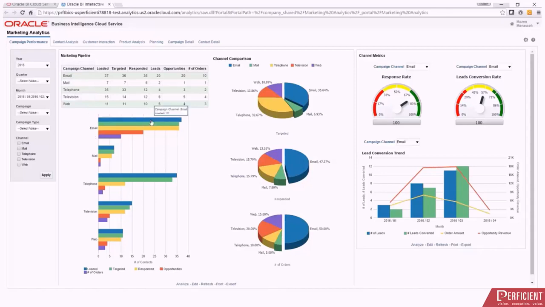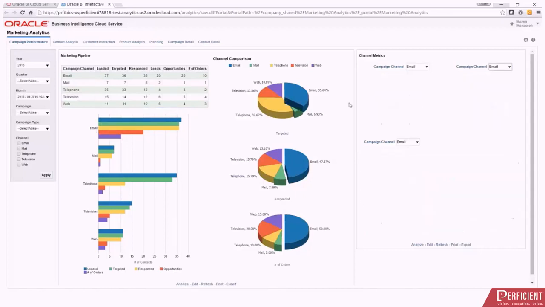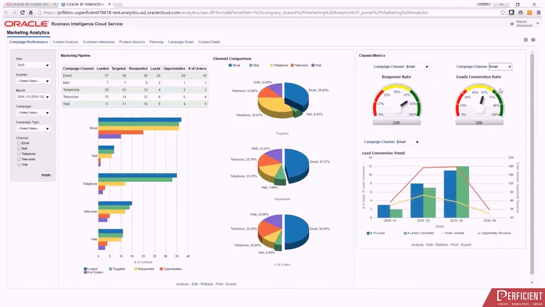The email channel, for example, looks good here. It is well staggered in terms of the contacts we loaded, targeted, responded, and all the way to the actual opportunities and orders. I click on it and I see that the corresponding response rate and lead conversion rate for that email channel are looking good. But when I look at the telephone channel, for example, I can quickly see there's a significant drop here for the yellow bar. The yellow bar is the number of people who responded.